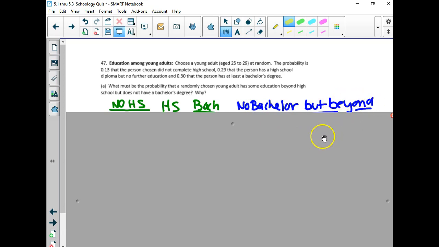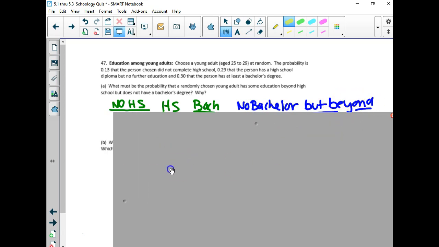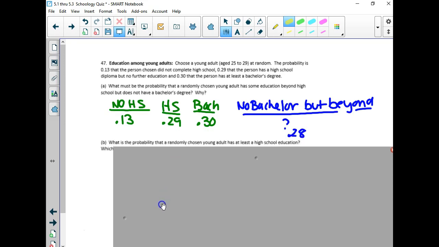I wrote that out in blue. Now I'm going to say, okay, well, what's going on now? They gave me this information: 0.13 for no high school, 0.29 for high school, 0.3 for bachelor's. And now they're just wondering, well, what's left? So I added these three up and subtracted from 1, because up top here is all my options. And that gave me 0.28.